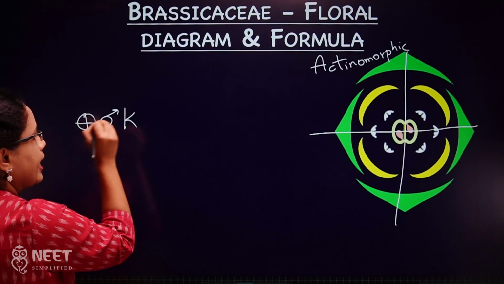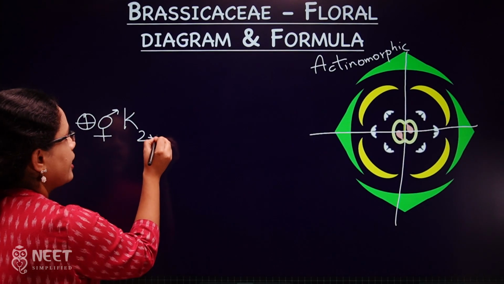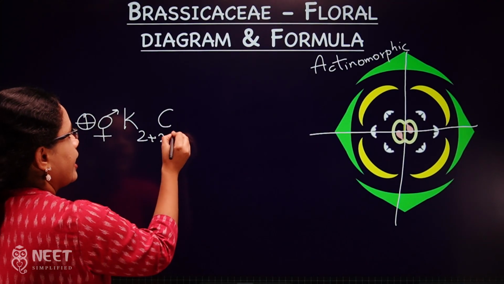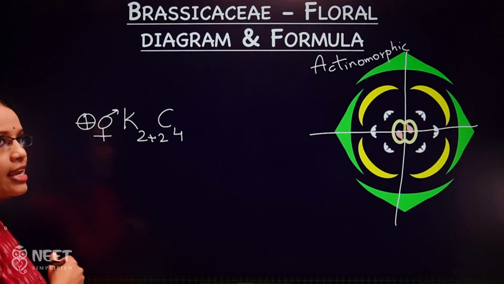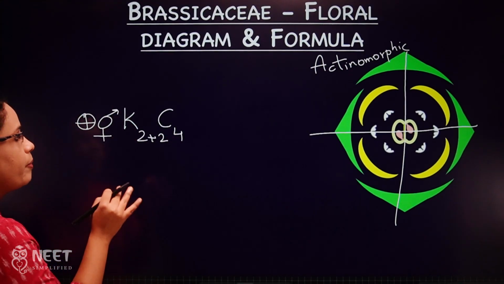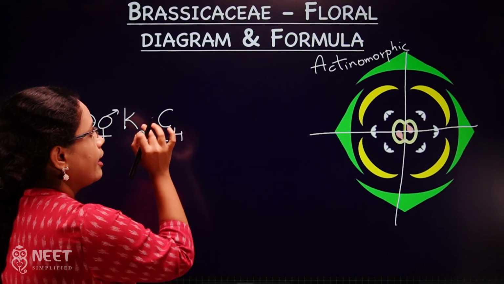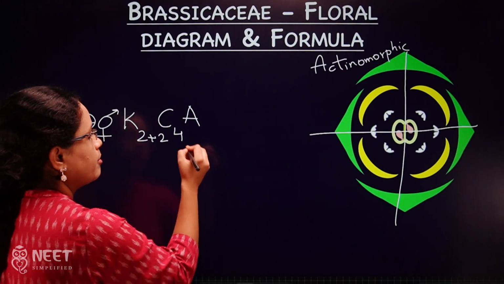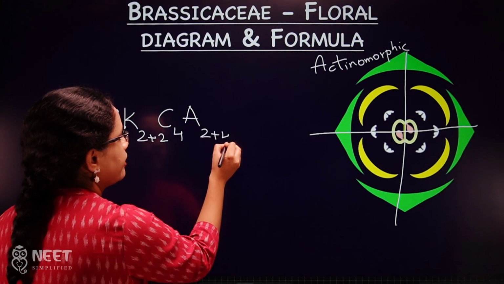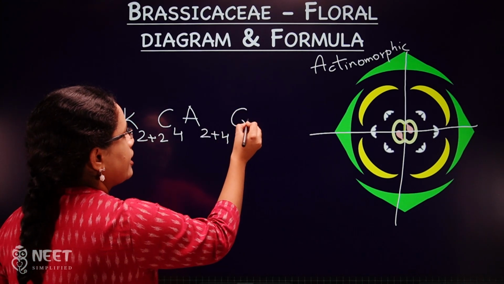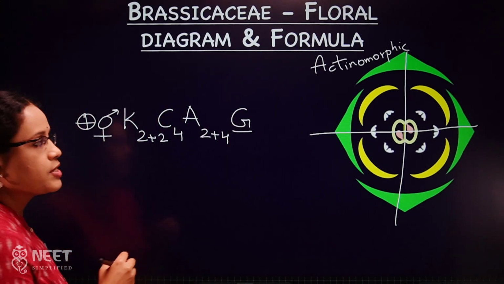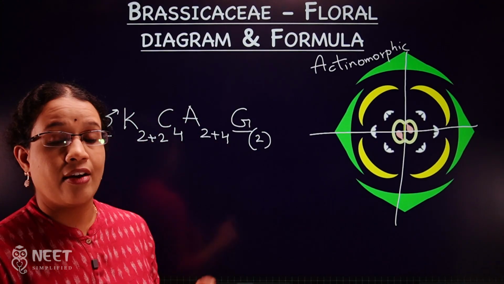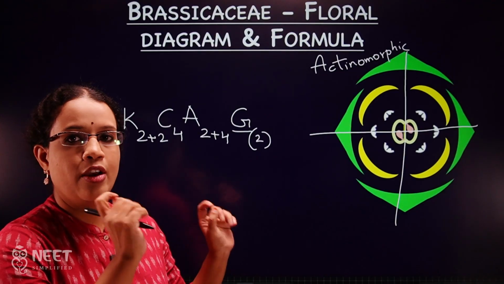And coming to the calyx represented by K, we understood that there is imbricate estivation with 2 plus 2 arrangement, isn't it? And corolla, represented by C, 4 in number, the 4 petals. We understood the valvate estivation as well. Coming to the Androecium, the Tetradynamous condition, the 2 plus 4 condition will represent it here. Coming to the Gynoecium, a single superior ovary we have seen with 2 carpels in syncarpous condition, hence we represent that in brackets because of the fusion.